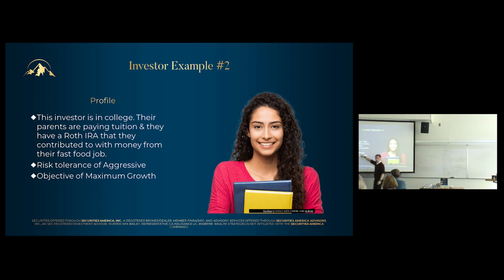And if you know about IRAs, there's an age requirement for when you can start taking distributions from them. So she is literally forced to not take money from it unless she wants to pay taxes or unless she wants to pay penalties on that money coming out. So she's got an objective of maximum growth, risk tolerance of aggressive. Let's go for it. We want to make a whole bunch of money.